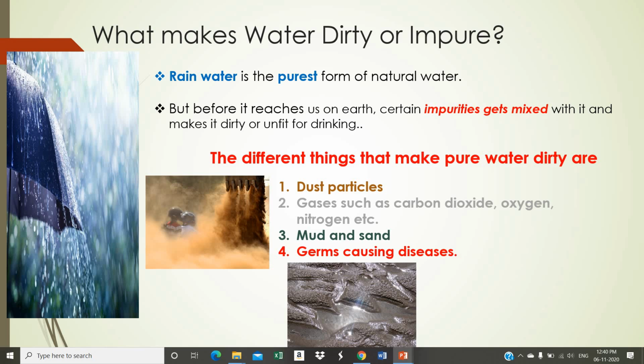Why? Because these germs can cause different types of diseases. Diseases such as cholera, typhoid, diarrhea, hepatitis B, these are all different types of diseases which might be caused due to dirty water or water contaminated with germs. So these are the 4 things which might make the pure water dirty and unfit for drinking purposes.